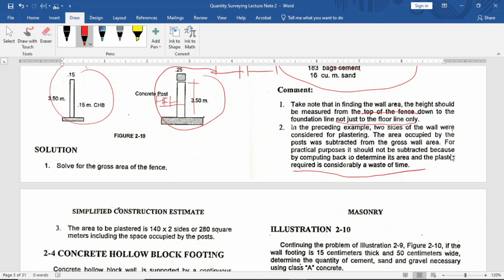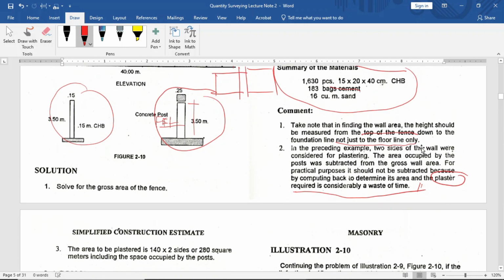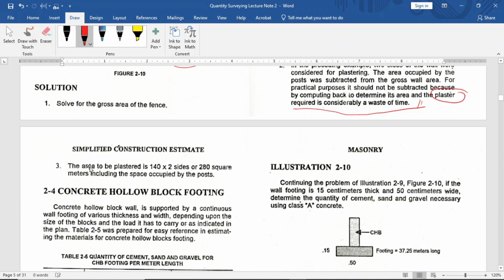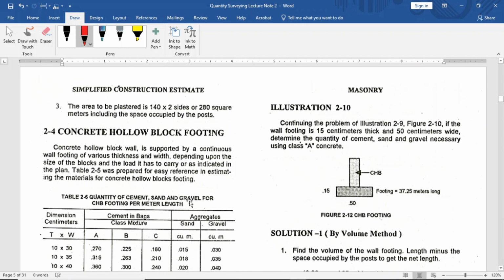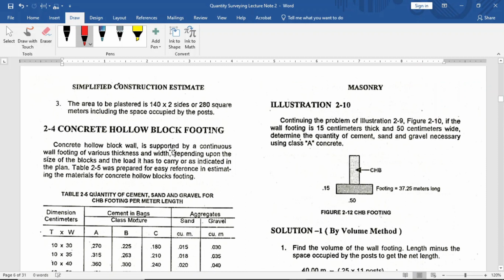So, minsan hindi namin na-minus yung para sa plaster. Para sa plaster lang to, pero pagdating sa CHB, kailangan ay minus. So, the area to be plastered is 140 times 2, or 280 square meters, including the post. So, yun na yung ano natin.